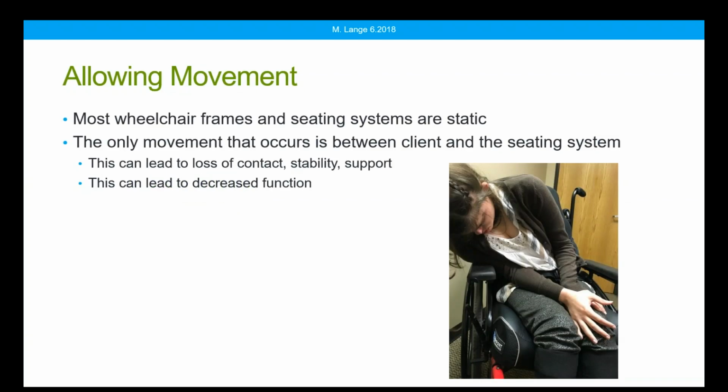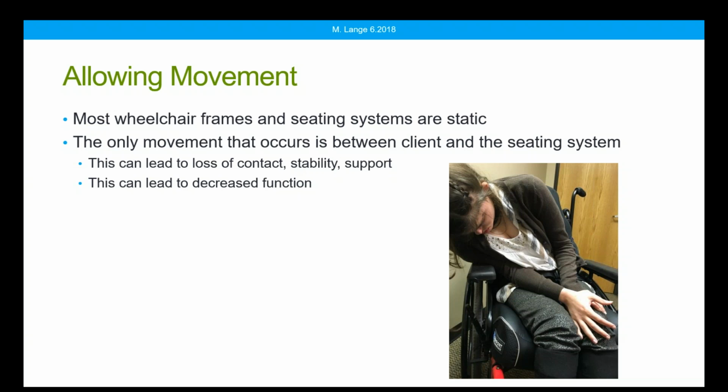All right, so today we are discussing two main goals of dynamic seating, and the first is allowing movement. Most wheelchair frames and seating systems are static. The only movement that occurs is between the client and the seating system. So the client's going to perhaps move within that area if they're able to. Some of our clients are not. They're in a completely static position.